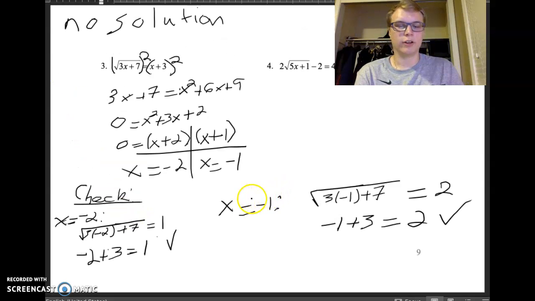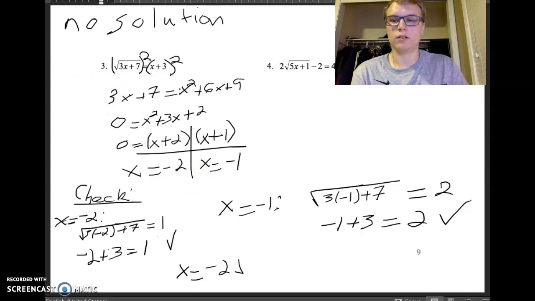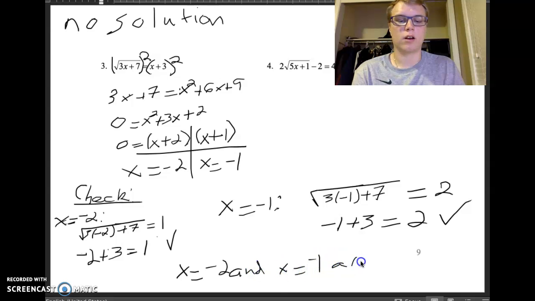Here are your answers. In this case, we do get 2 solutions. So we would write x equals negative 2 and x equals negative 1 are both solutions.